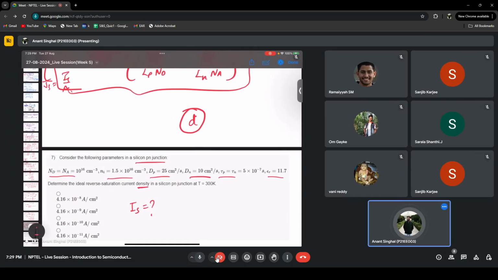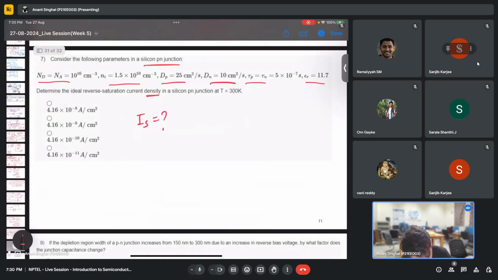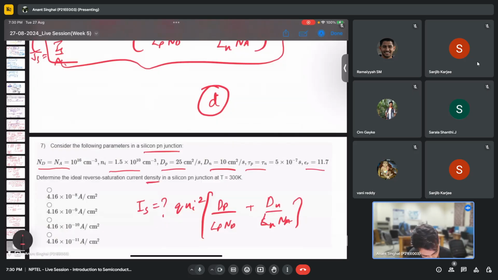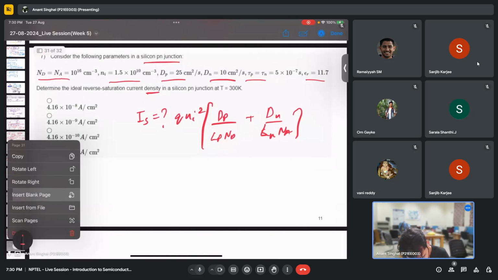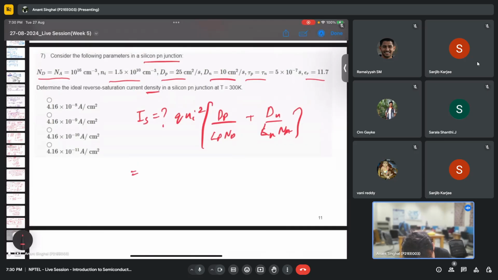Let me also quickly try to calculate it. It is nothing but, A will go away, Q Ni square times (dp by Lp Nd plus dn by Ln Na). I hope I've written it correctly. So we have Q and Ni, everything given. Q is 1.6 times 10 raised to the minus 19. Ni square will be 2.25 times 10 raised to the 20.